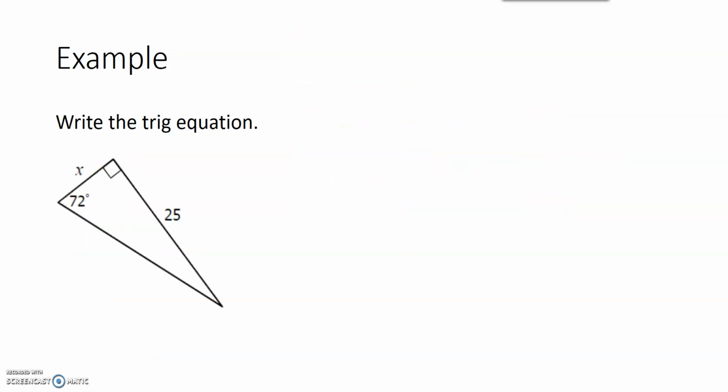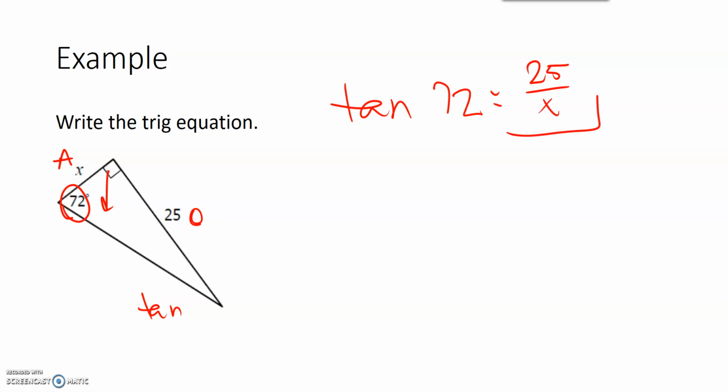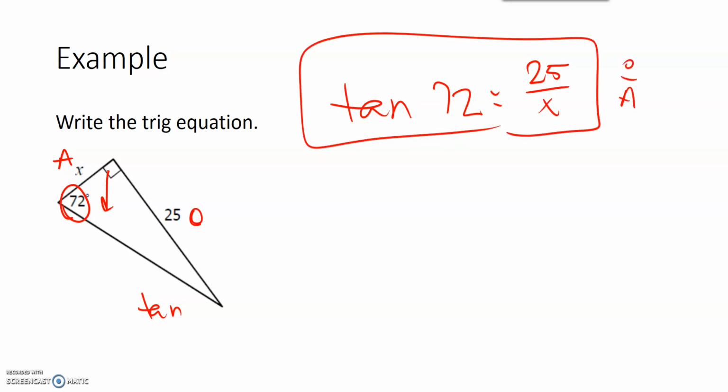Okay? Example 3, same process here. Circle the angle, label your sides. Well, 25 is across from it, over on the other side, so it's the opposite, and then the x is adjacent to it. Over here on my hypotenuse, I have nothing. Where the right angle points, I have no value. That tells me, since it's O and A, I'm going to use tangent. Now I'm going to write my trig equation. Tangent of 72 equals 25 over x, the O over the A.